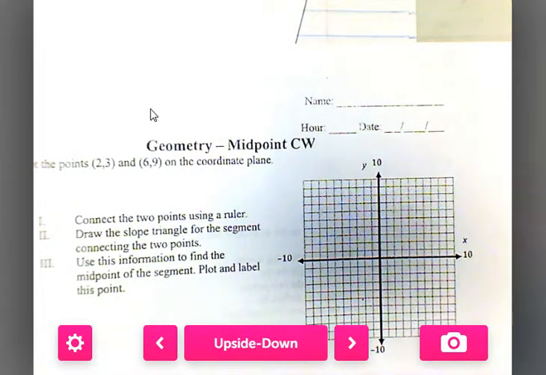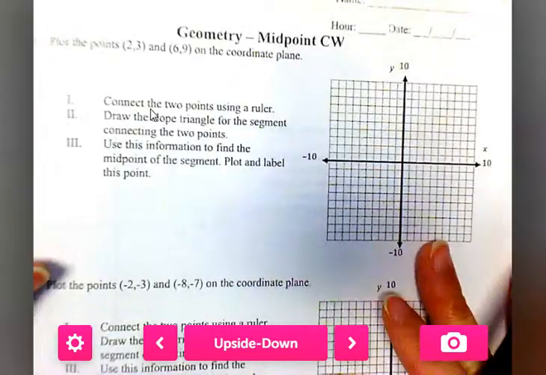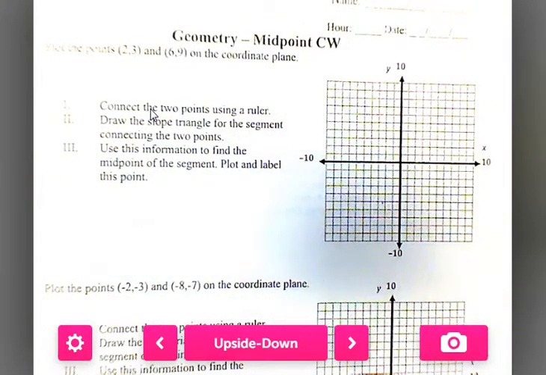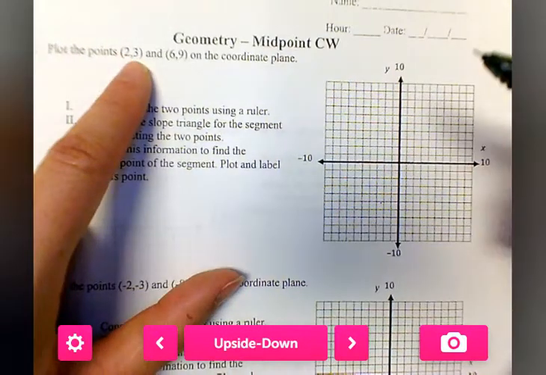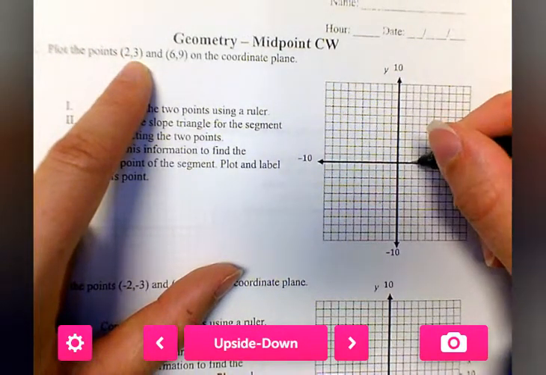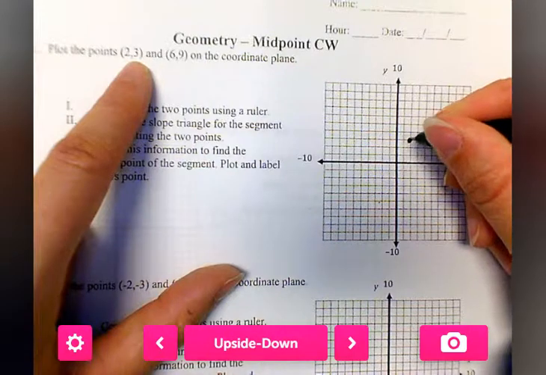We're looking right here, guys, at midpoint. So we're going to do it the same way we did our warm-up today, but I'm going to go over a little bit slower so we get this, okay? First thing I'm going to do is draw the point (2, 3). So I went to the right 2, up 3.